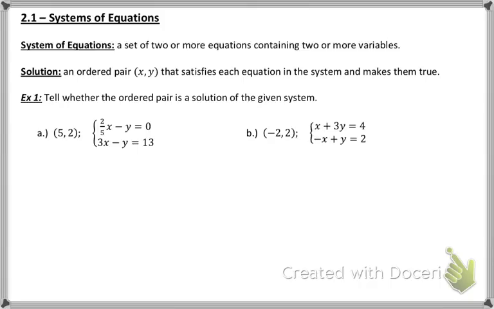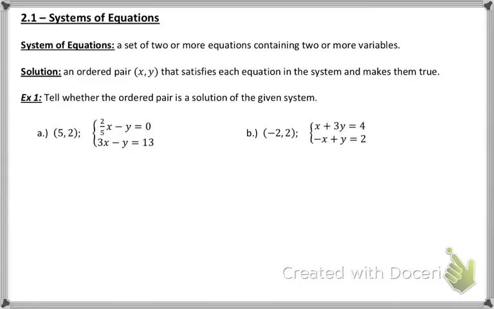So when we talk about the solution of a system of equations, we're talking about an ordered pair, x comma y, so a point, that satisfies each equation in the system and makes them true. So it has to work not only for one equation, but for all of the equations in that system. And usually when we have a set of something working together, we have this big brace, kind of like the piecewise function, that groups them, telling us that they are working together.